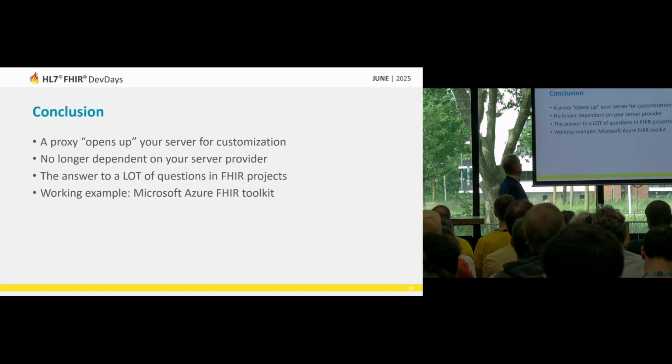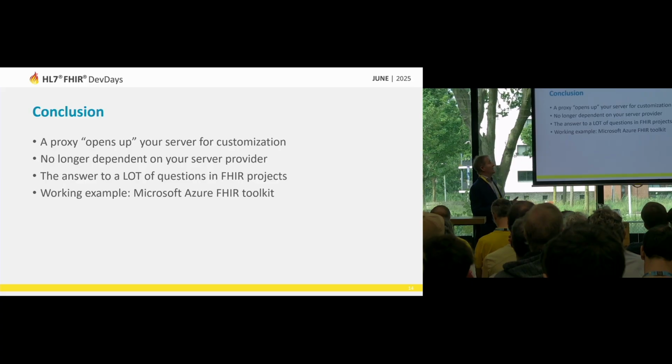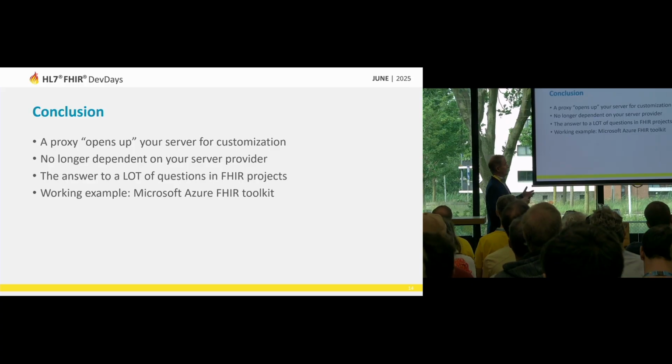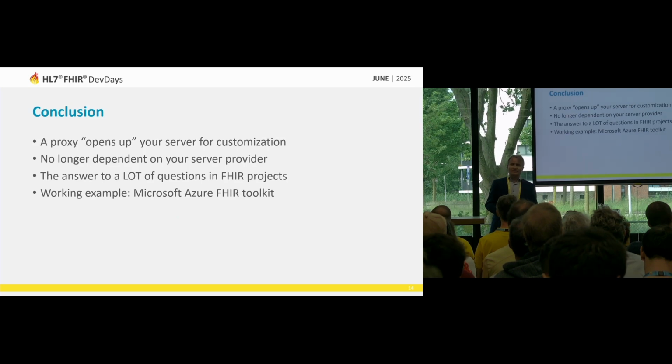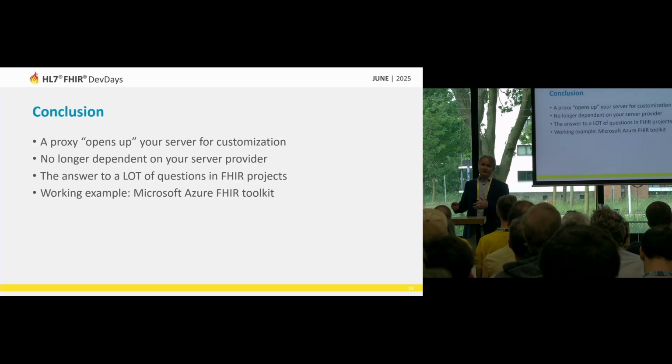So to conclude, a proxy opens up your server for customization. It means you're no longer dependent on your FHIR server provider to implement small or complex features that you may require. You pretty much have ownership around your FHIR server. You can add whatever you need to it at any point. So it answers a lot of the architectural questions around FHIR servers. How do we do this? How do we do the other?